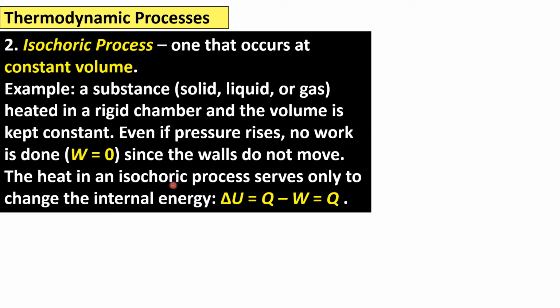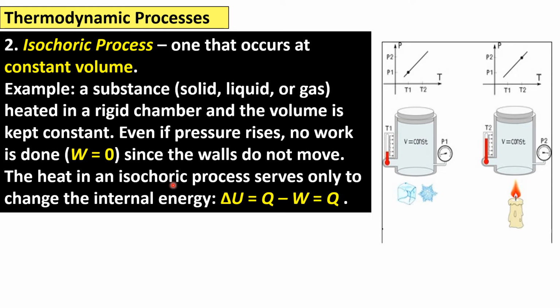All right, so next in the list of thermodynamic processes is what we call an isochoric process, one that occurs at constant volume. The volume of the system remains the same before and after the event or process. As illustrated here, we have a sample of a substance, either solid, liquid, or gas, that is to be heated in a rigid, meaning sturdy, hard, chamber.